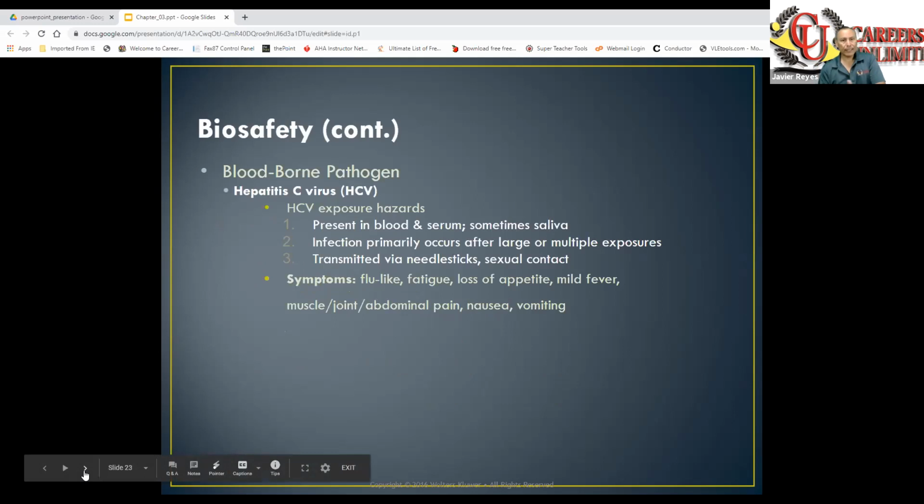Another one is hepatitis C. It's from the same family. It's B, C, D. There's an alphabet of hepatitis, but the most common ones are B and C. Someone that has hepatitis C can give it to you via direct blood contact, and the symptoms are very similar to hepatitis B. Now, there is no cure for hepatitis C. There is no vaccine for hepatitis C, only for hepatitis B.